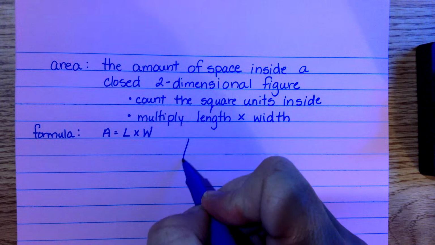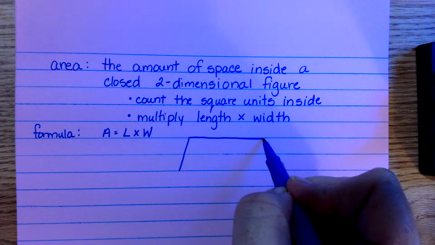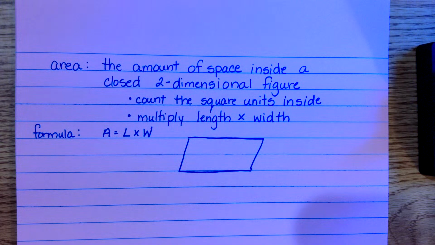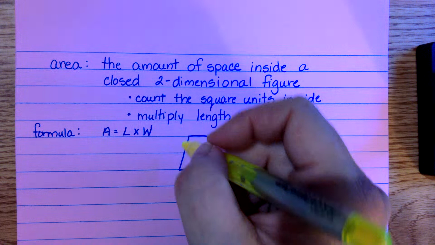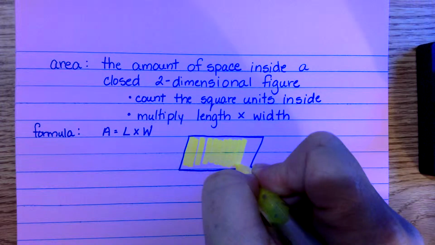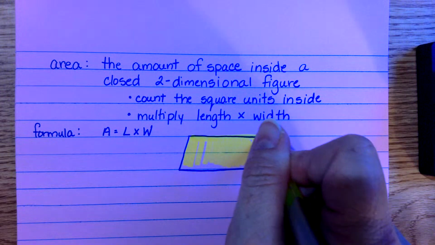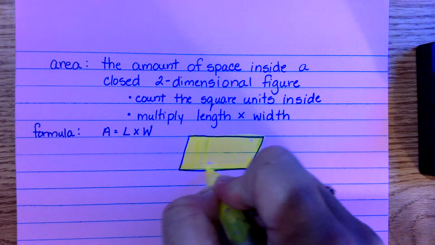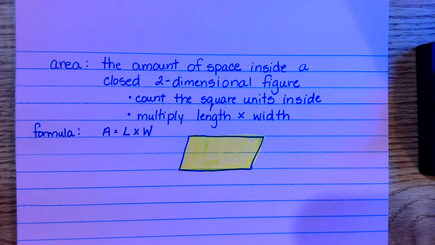So just to give you an example of what you are looking for if you are trying to find the area of an object, you are looking to find what is inside the figure. How much space is covered on the inside of the figure? Apparently I'm not very good at coloring because I went over a little bit. All right, so it's the inside of the figure.